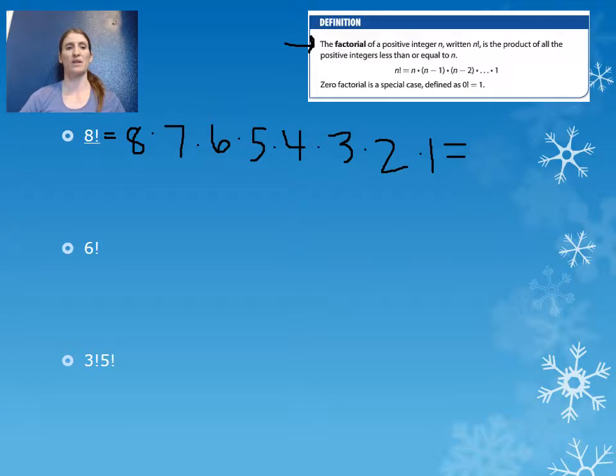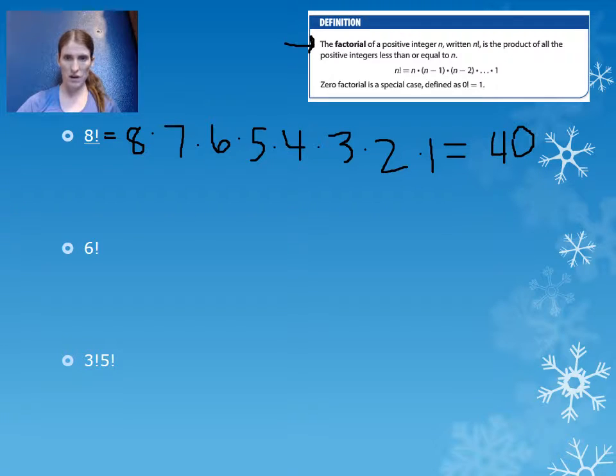I'm going to grab my calculator real fast. Okay, so now that I have my calculator, we do 8 times 7 times 6 times 5 times 4 times 3 times 2 times 1. And that gives us this big number of 40320. Now, if you're noticing on your calculator, my calculator actually has a factorial button. It'll be the exclamation point, so you could just click 8 and then that factorial button.